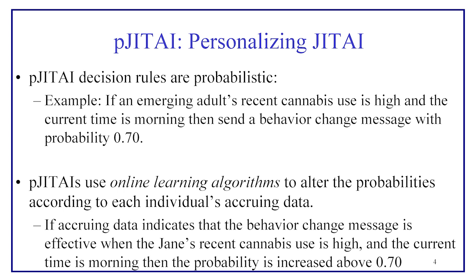So what do these JITAIs do? They take advantage of using a probabilistic decision rule to change this probability depending on how someone is responding. So let's say, for example, that Jane's data indicates that she is responsive in the morning when she's been recently using cannabis. Then the probability might increase above 0.7. Or if Jane is less responsive in the morning when she's been recently using cannabis, the probability would decrease. So you'd provide the intervention with a lower chance.